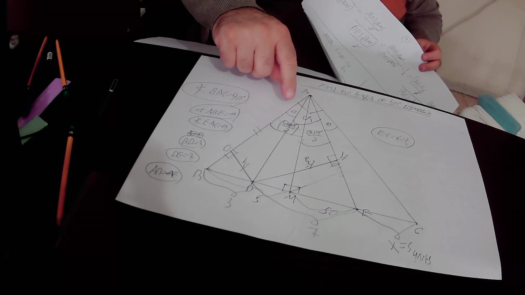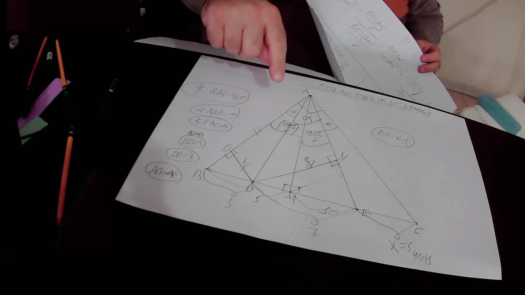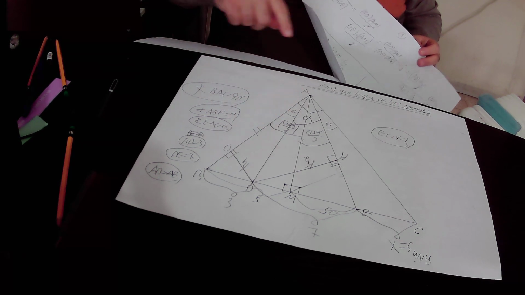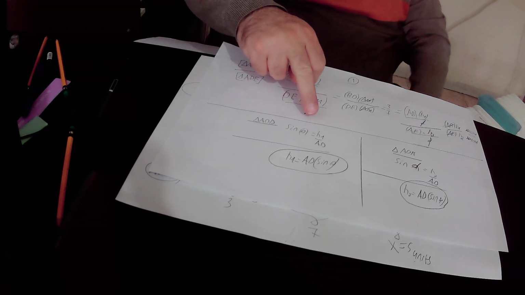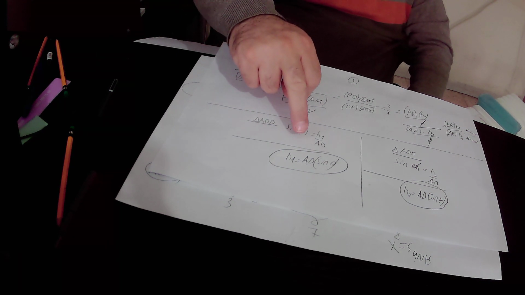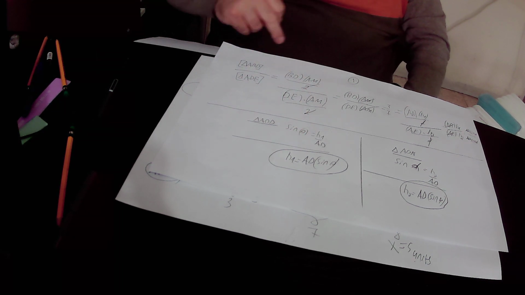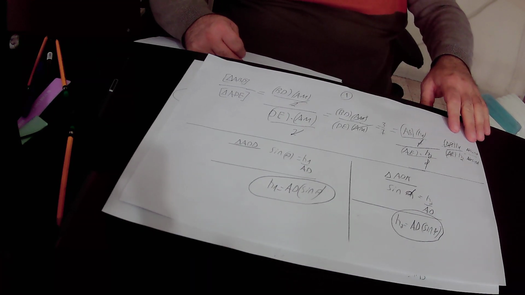In the right triangle AOD, sine theta equals H1 over AD. We multiply this equation by AD and find that H1 equals AD sine theta. So we can substitute H1 by AD sine theta.